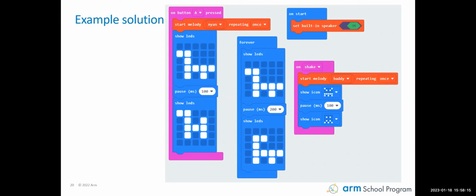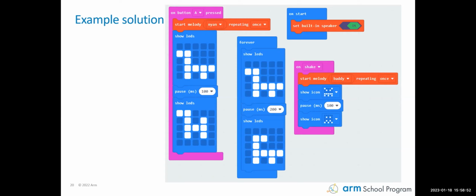The next stage is the shaking element of it, and again you could represent that using the similar iconography that you've designed there, or you could have something more direct. You can see here we've got some pre-made icons that we use, so it plays a different sound, and the melody is called Baddie, which is in a sort of minor key. It's like a sad sound, and then it shows the sad face, pauses for a second, then shows another sad face. So the animal's clearly not happy there. Again, lots and lots of different ways to represent these emotions or states using the inputs, processes and outputs. And as before, we have to have that set speaker to on at the top, to make sure that the speaker works on the V2 micro:bit.